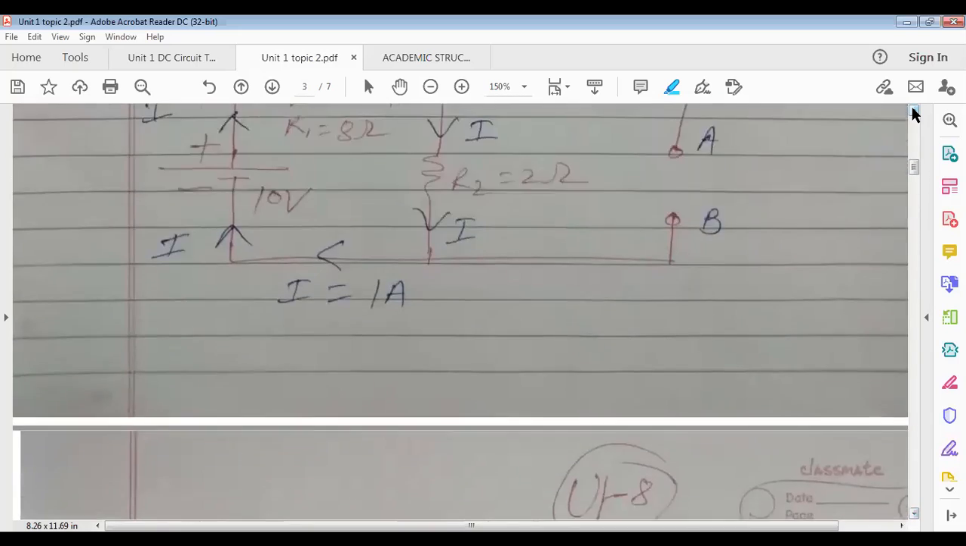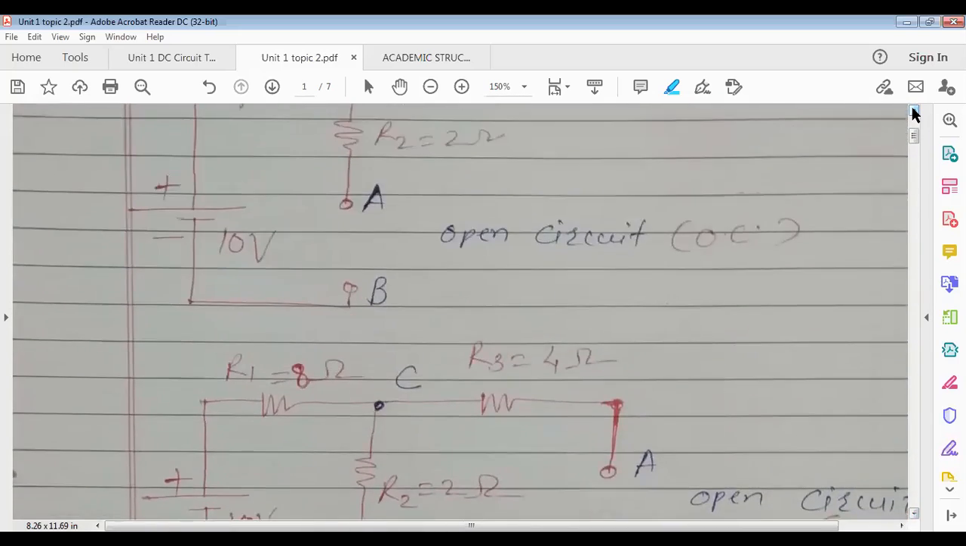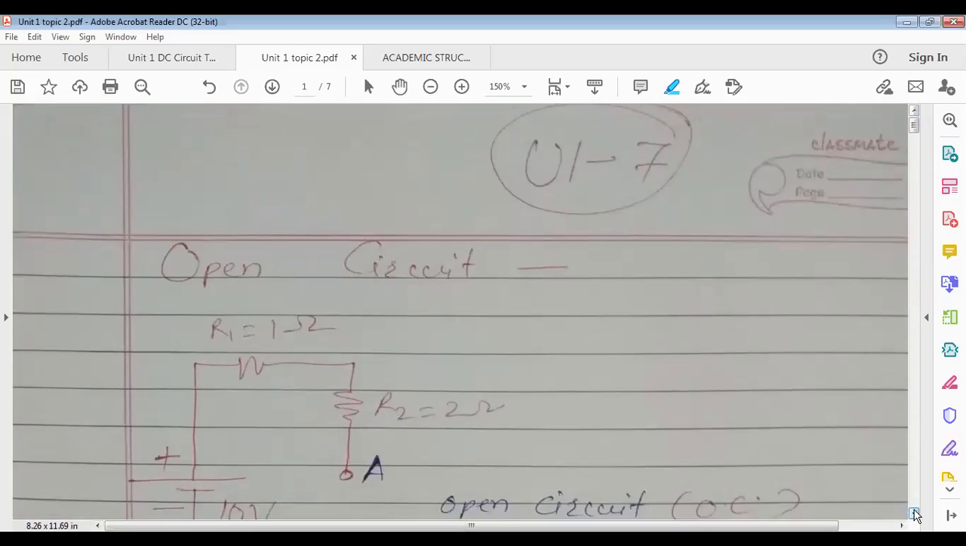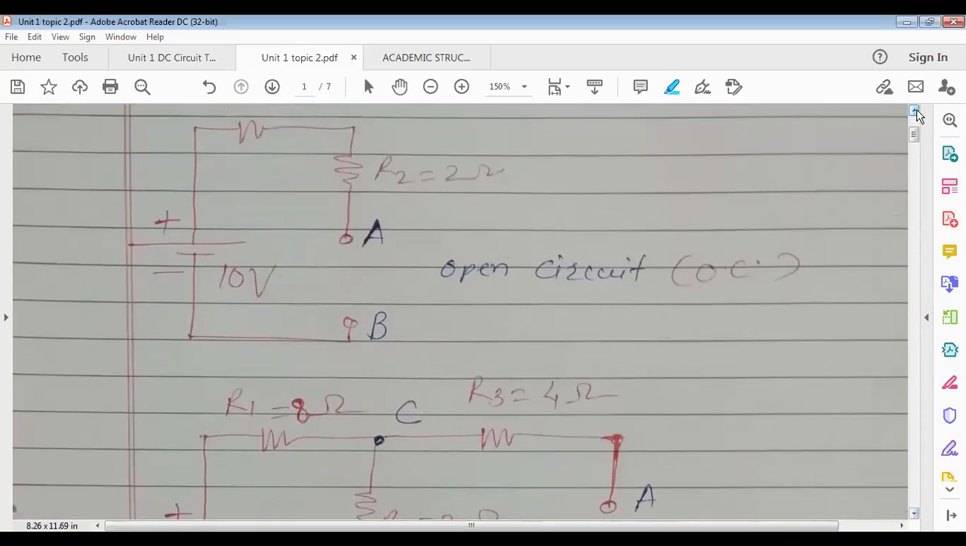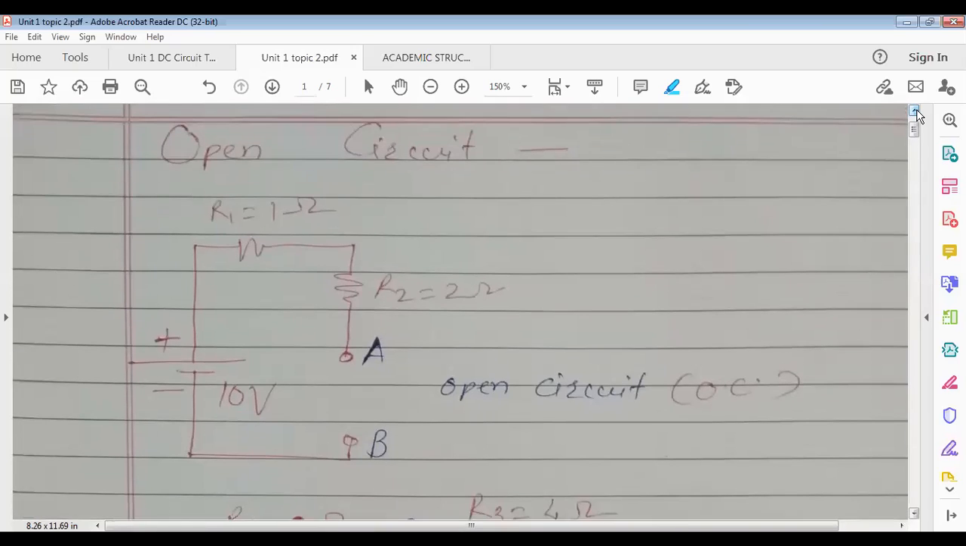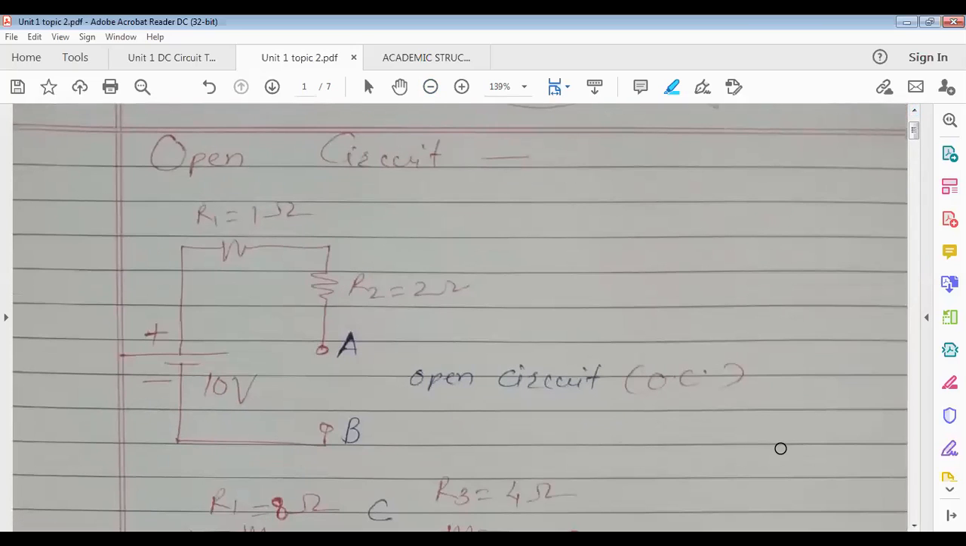Yes. Next we'll see the concept of open circuit and short circuit. So open circuit means what? Observe this first circuit, all of you. Now see here, what is done? A 10-volt battery. Its positive terminal is connected to R1. R1's second terminal is connected to R2, and the negative terminal of the battery and R2 are not connected to each other. Here the two terminals A and B are not connected.